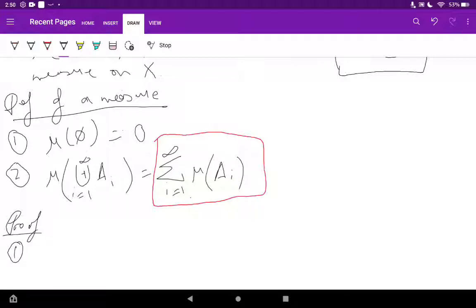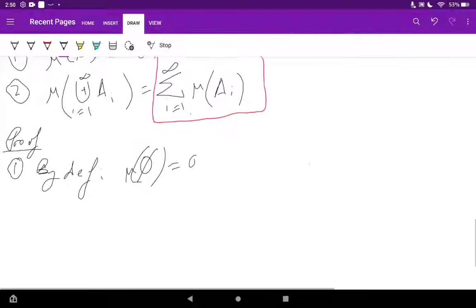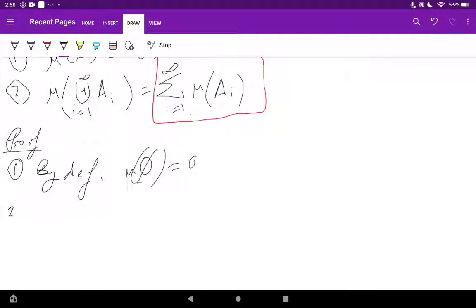1, we can say by definition in the question, oh my handwriting, mu of the empty set is equal to 0. That's done. Now countable additivity. For countable additivity, I will once again draw this diagram so that I don't have to go up and down every time.